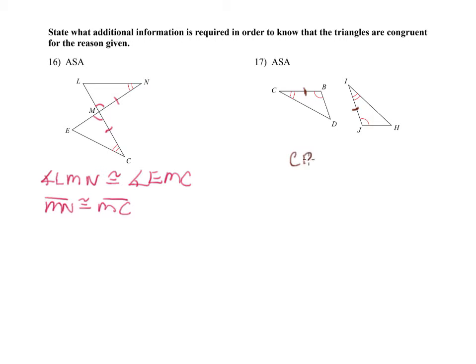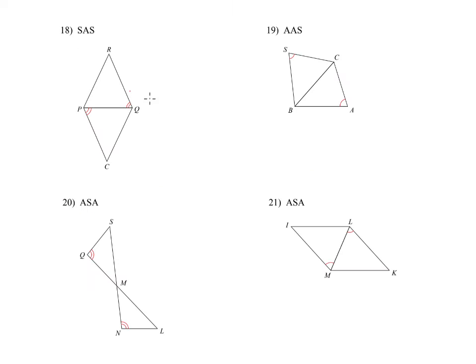Now here are two angles, so I just need the side in between. So if I can get CB congruent to IJ, then I can prove that these two triangles are congruent. For side angle side, I just need the two sides between these two angles. So if I can get side PQ congruent to itself, QP, by reflexive property, and then if I can get side CP congruent to side RQ, I can have these two triangles congruent by side angle side.